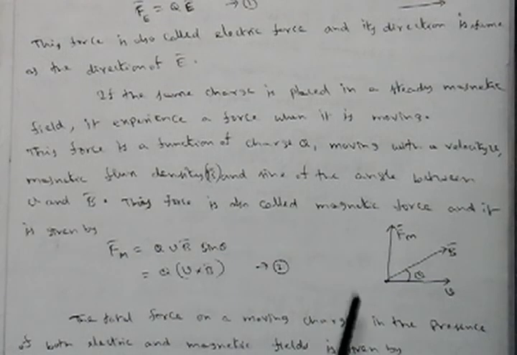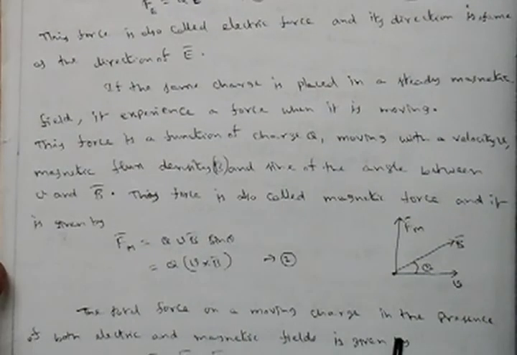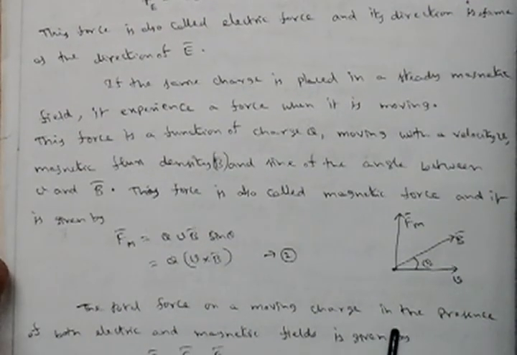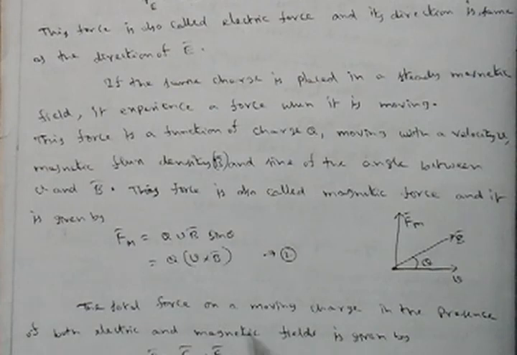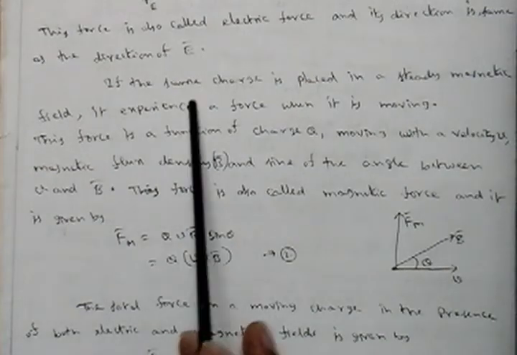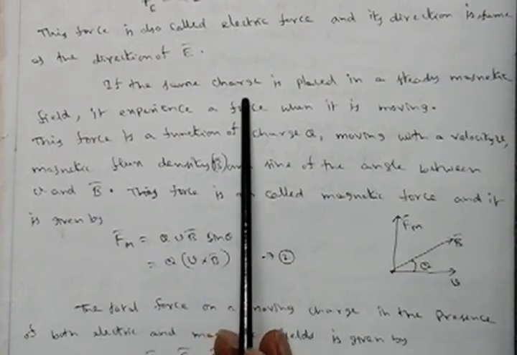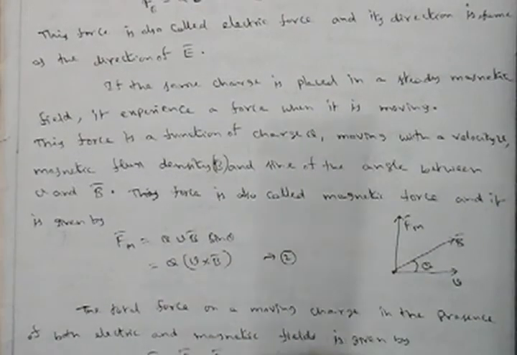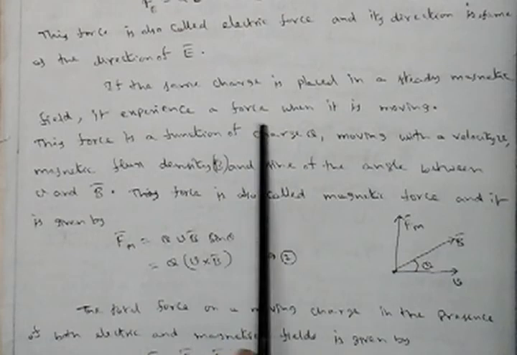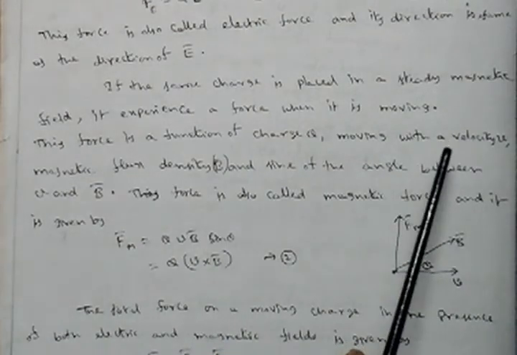Now if the same charge Q is placed in a magnetic field, what is the mathematical equation for the force experienced by the charge due to the magnetic field? If the same charge, whatever charge was considered in the previous case, is placed in a steady magnetic field, it experiences a force when it is moving.